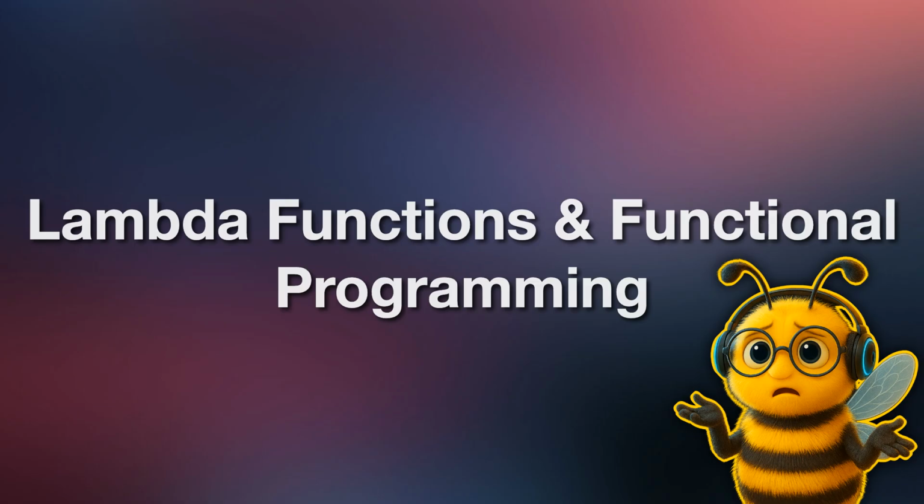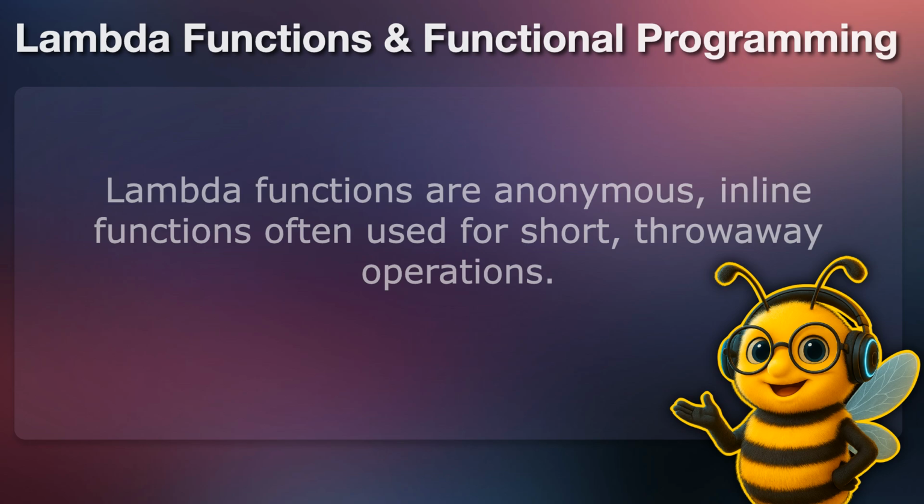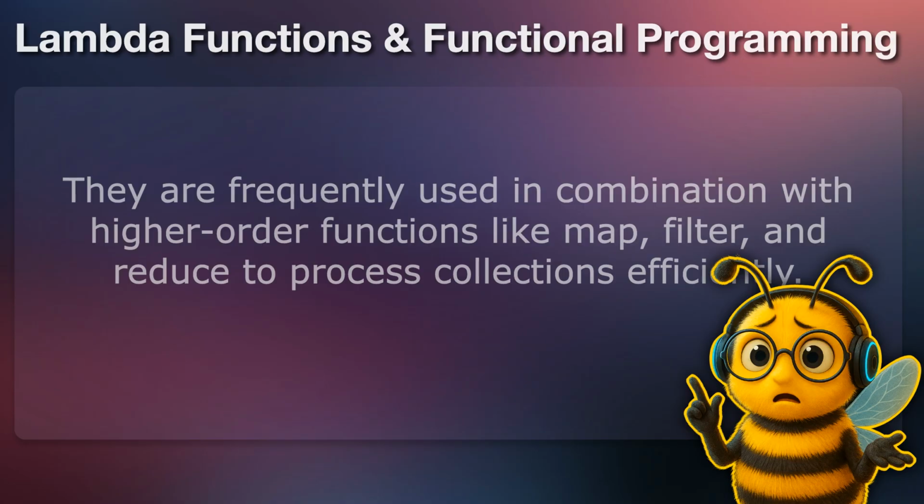In this section, we'll explore Python's Lambda functions and their role in functional programming. Lambda functions are anonymous, inline functions often used for short throwaway operations. They are frequently used in combination with higher-order functions like map, filter, and reduce to process collections efficiently.